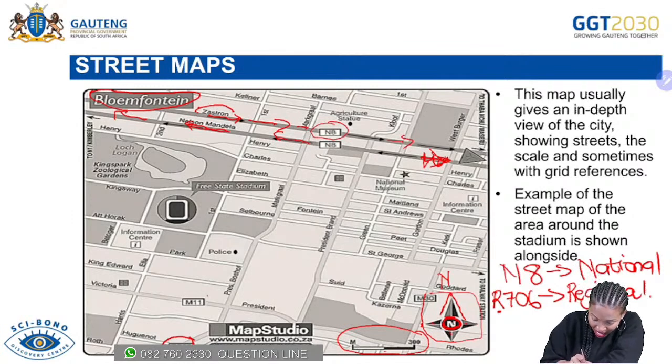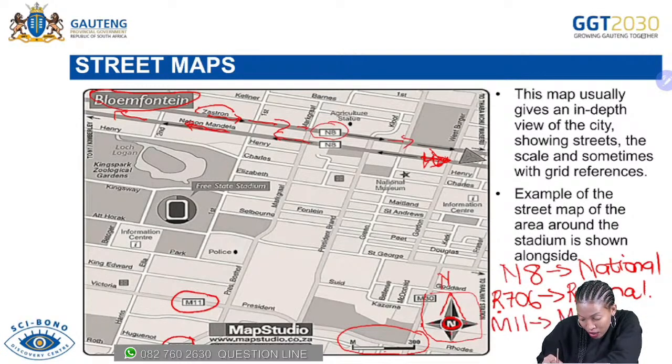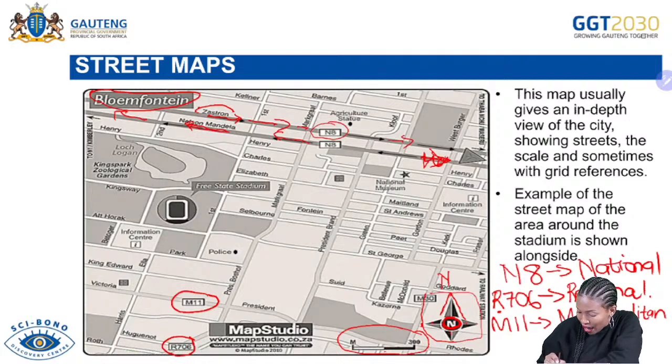And then lastly, guys, I have M11. When they ask you what does the M stand for, you tell them that it's a metropolitan road. Metropolitan. If you are in the exam and metropolitan is too difficult for you, you just say it is a metro road. Because it's a metro road, it is normally found in your metro cities like Johannesburg, Pretoria, Cape Town, Durban, Bloemfontein. Those are the metro cities. So that is where you would find your metro roads.